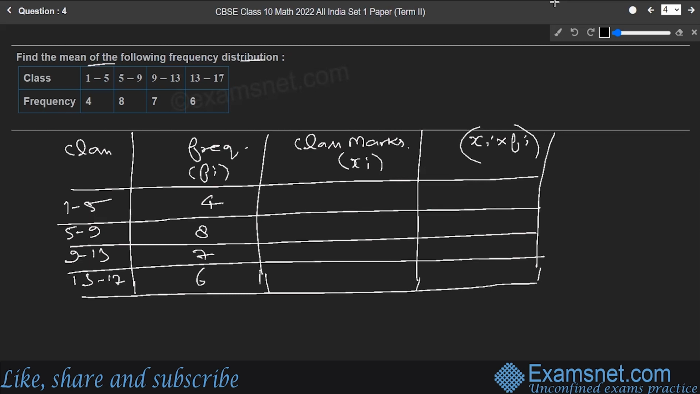Now the class marks. The width is 1 to 5. So the class mark can be calculated for this class as 1 plus 5 divided by 2. That is the lower class limit plus upper class limit divided by 2. That is nothing but 3. So the first class mark becomes 3.